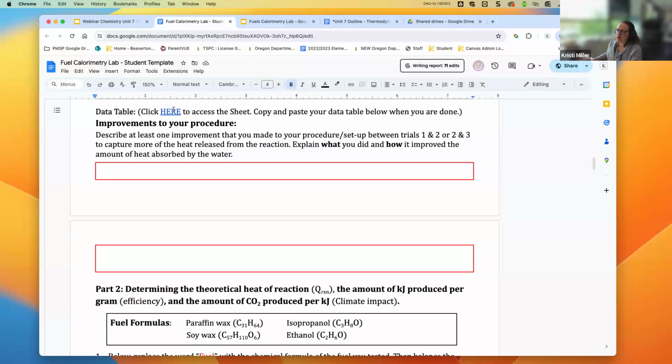Matt, do you want to talk about the sheet? Yeah, and so the next thing I wanted to talk about just briefly is we tried to build in a lot of different scaffolds for this.